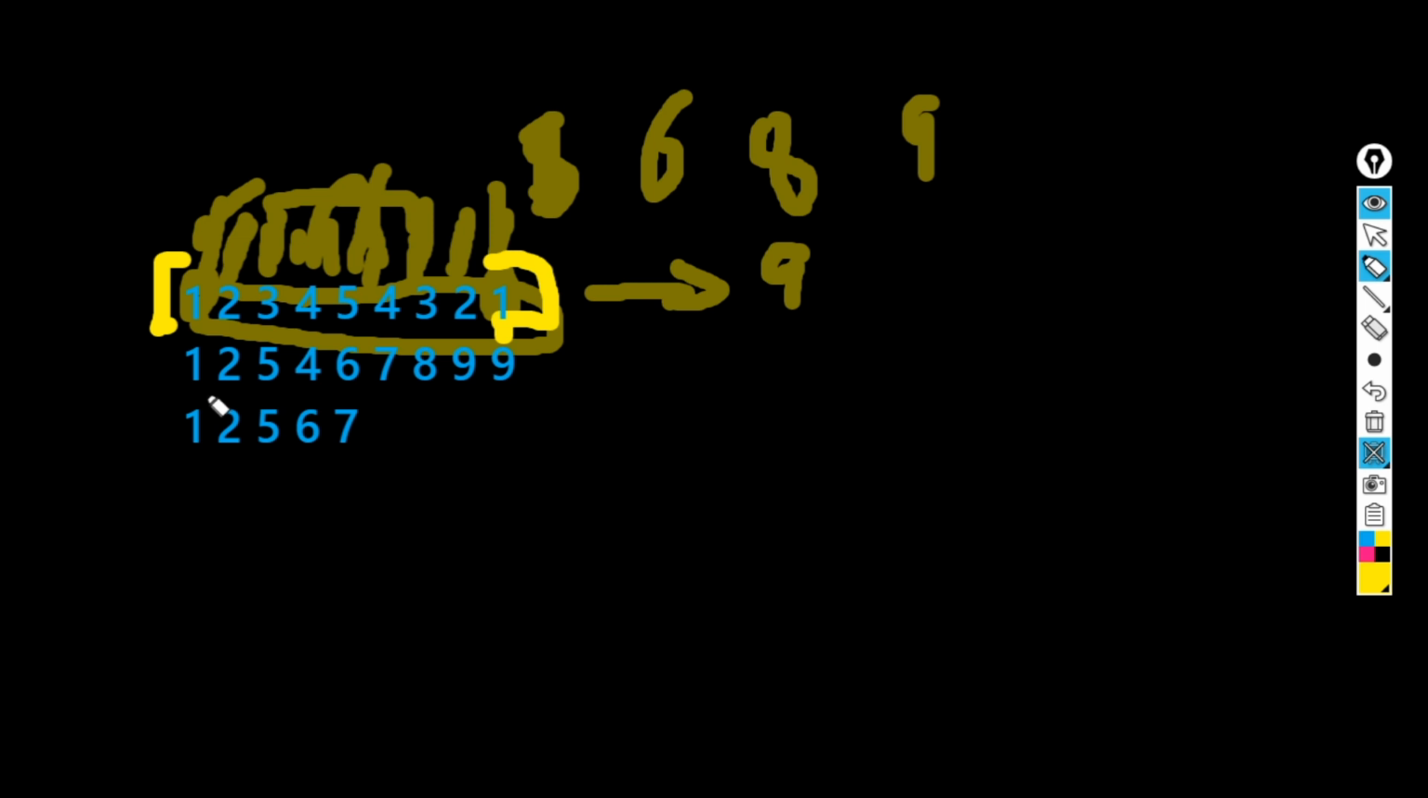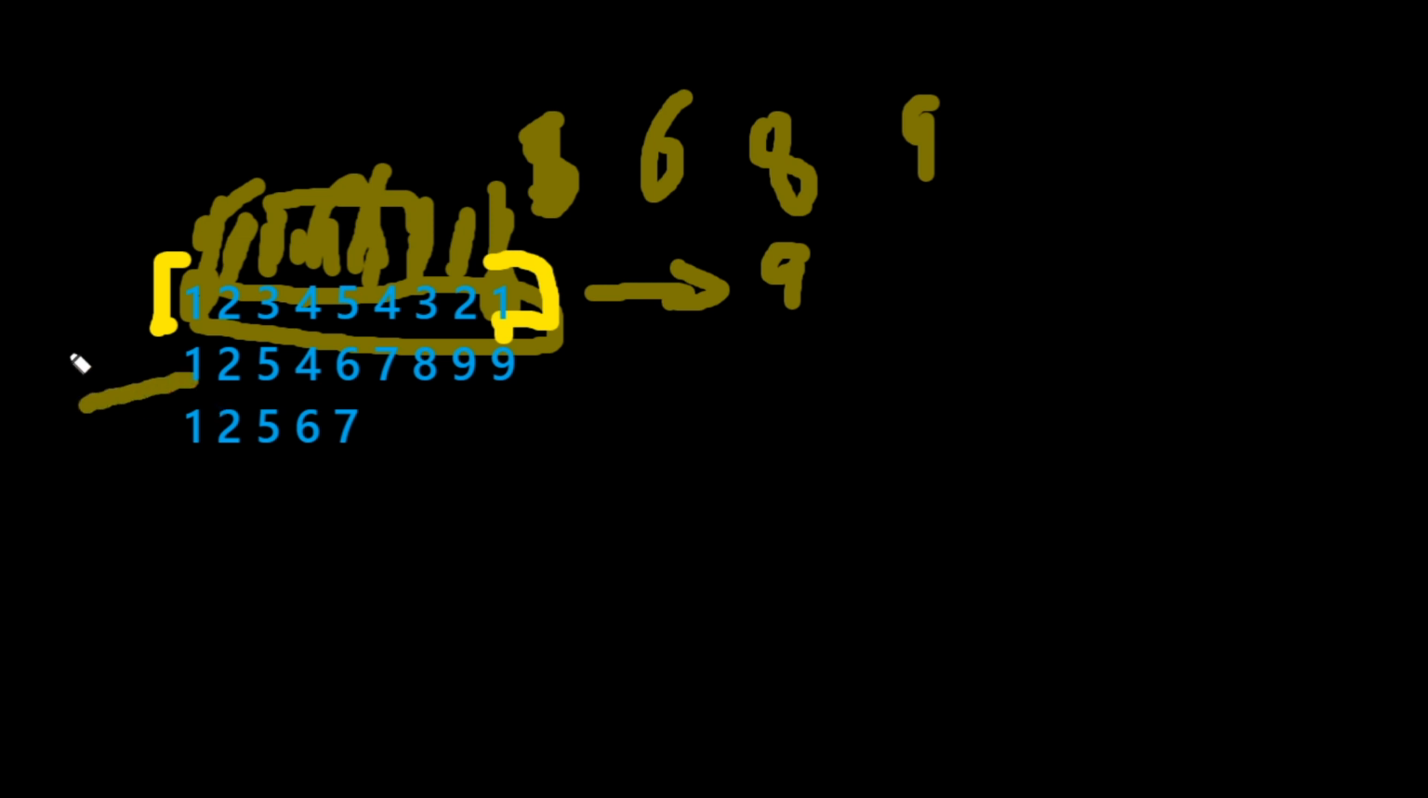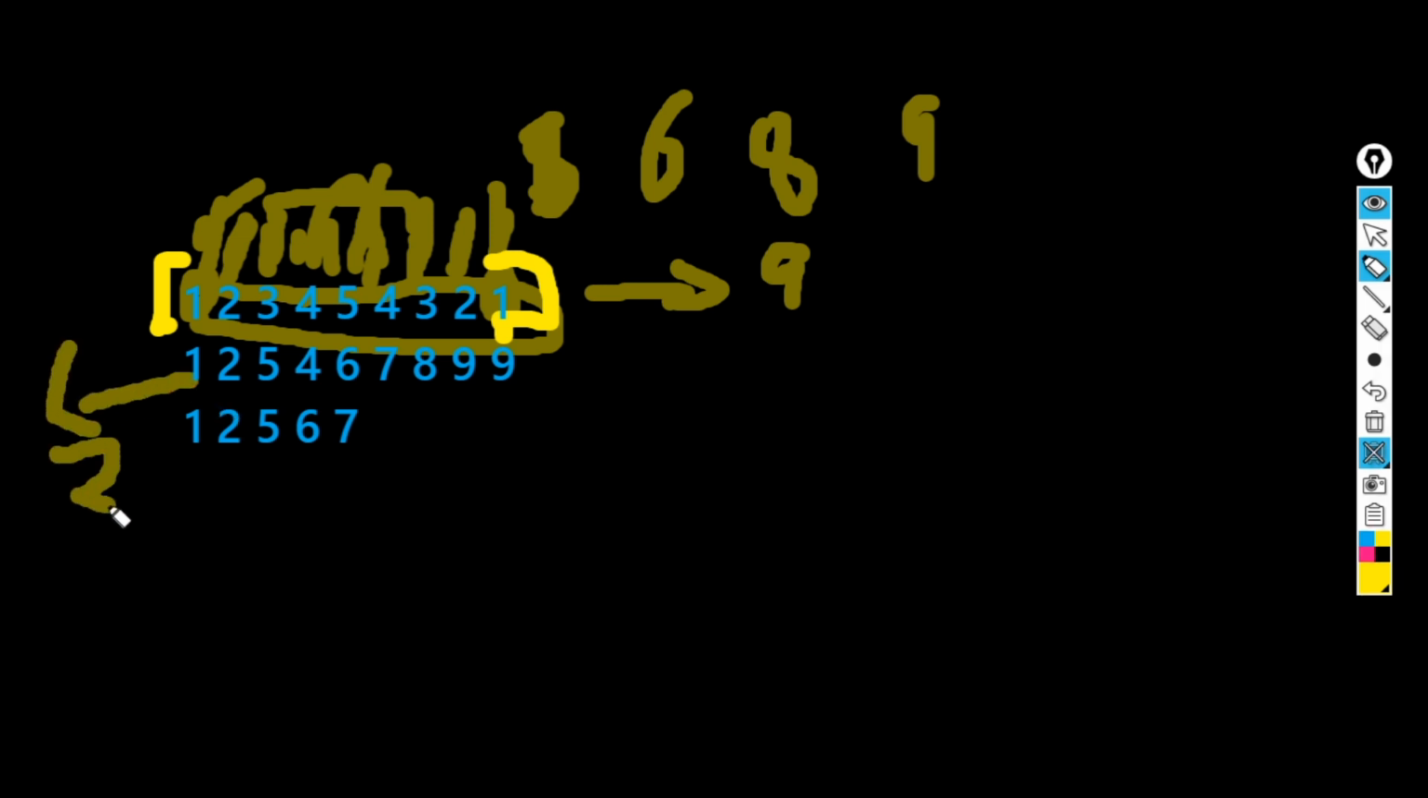Now let's check the second example. In this, first we took 1, so the number of guests becomes 2. Then we can invite 2, then it becomes 2. Then we can't invite 5 because the number of guests is 3 only.